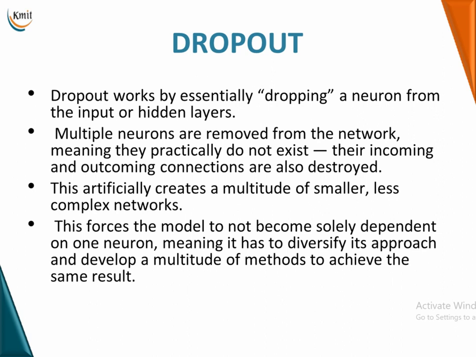So this artificially creates a multitude of smaller, less complex networks. This forces the model not to become solely dependent on only one neuron; it has to diversify its approach and develop a multitude of methods to achieve the same results. This method is called dropping, and you call it a dropout layer wherever you want to drop particular connections of neurons. You will learn more about the dropout layer when I teach you convolutional neural networks, where we will study dropout layers in depth. For now, if you understand the concept of dropout, it is sufficient.